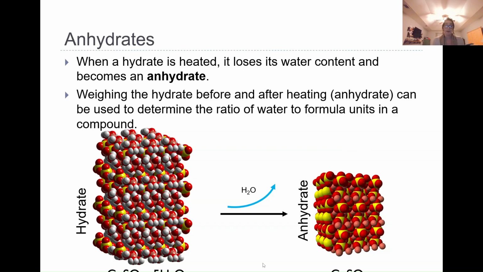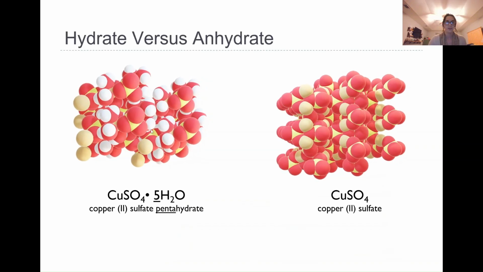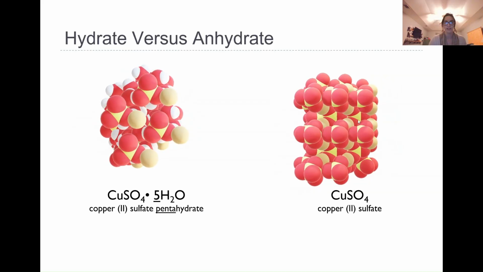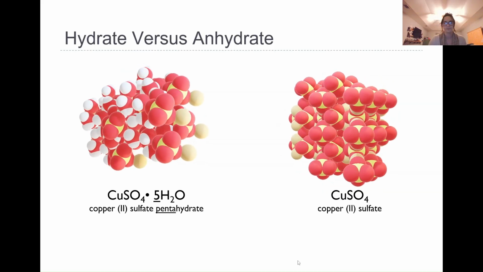Weighing the hydrate before and after heating can actually be used to determine that stoichiometric coefficient in front of the water. So you can figure out the ratio of water to formula units in the hydrate by doing this very simple lab procedure. So again, you can see the hydrate versus the anhydrate, how their ionic solids are different.